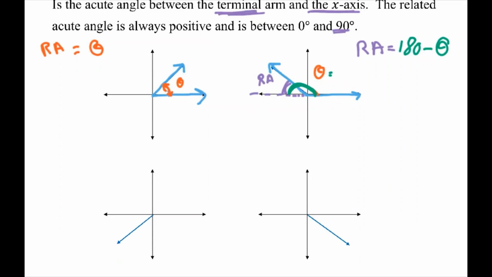Now, what about if the angle is in quadrant 3? So that's my initial side, my terminal side here, and I'm talking about this angle from here to here. That's theta. Where is the reference angle, the acute angle, and the positive x-axis? We're talking about the angle here. This one here. That's my reference angle. It has to be an acute angle.